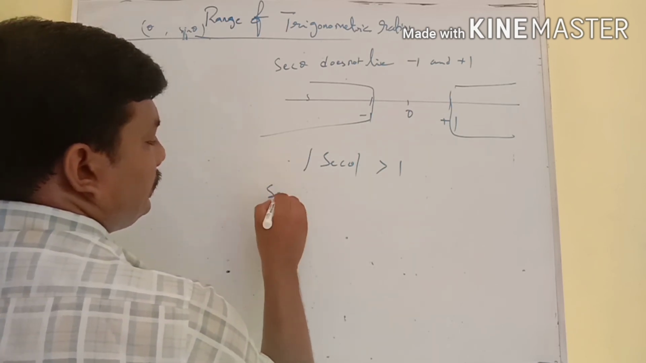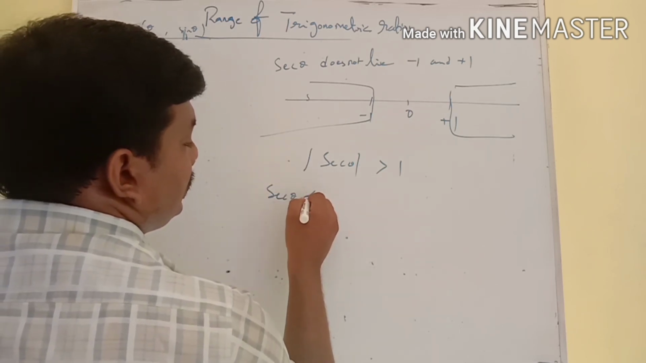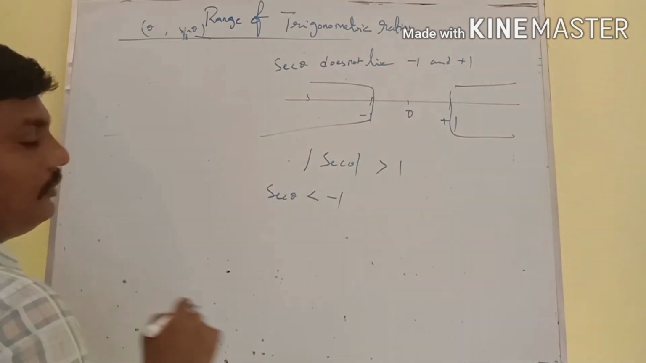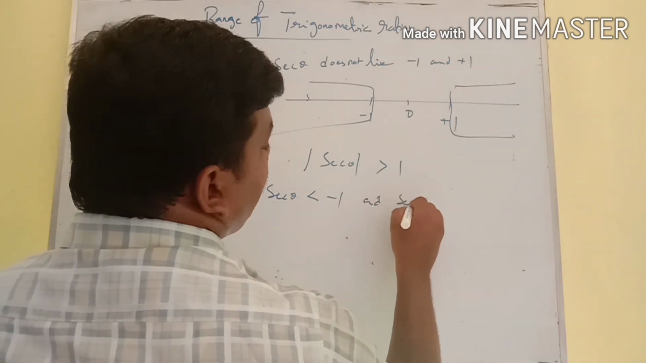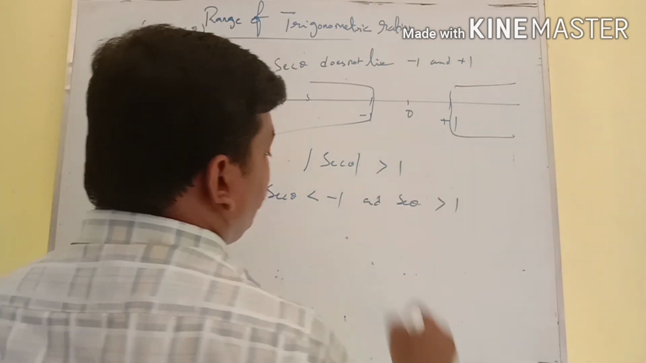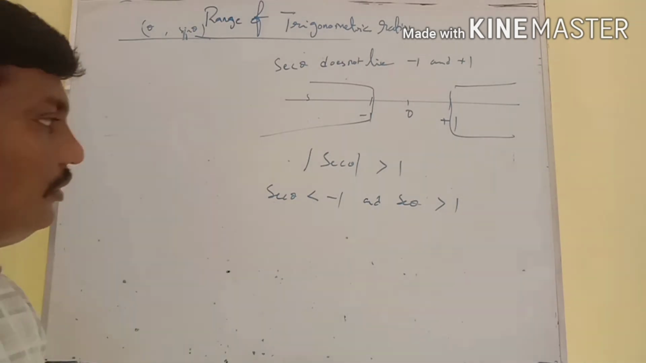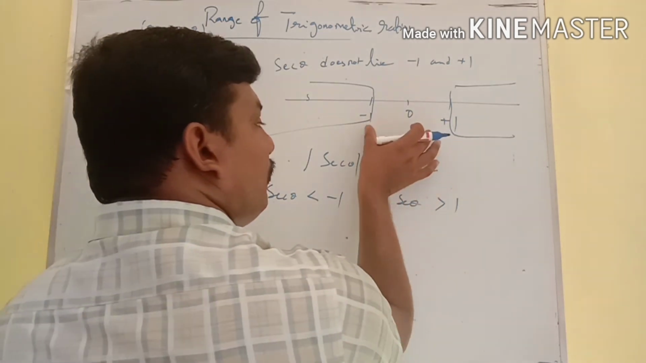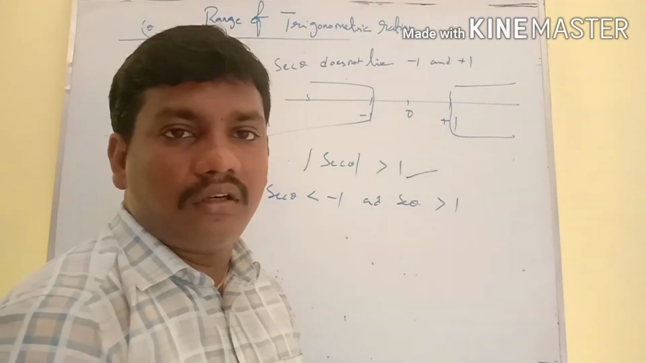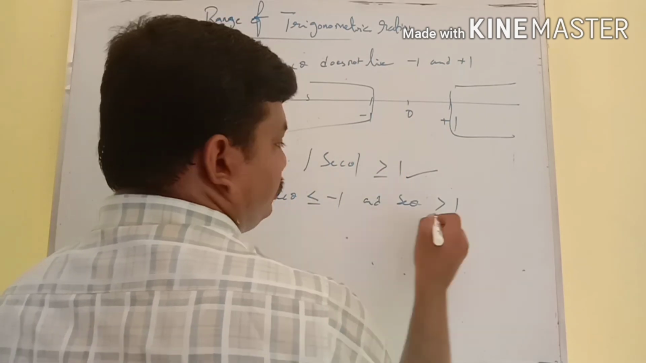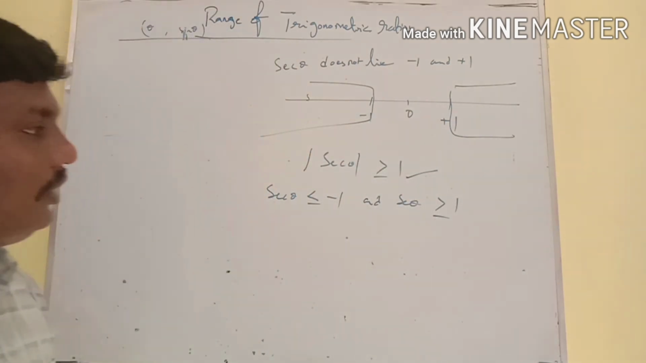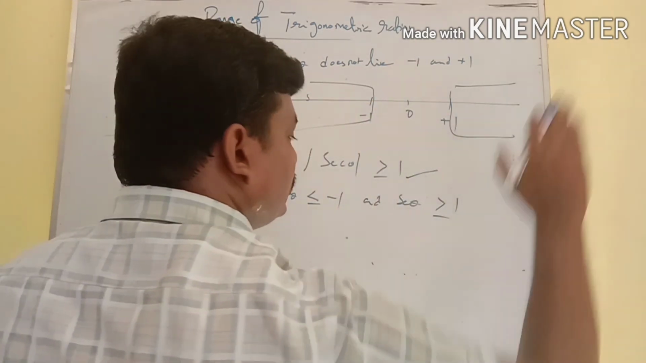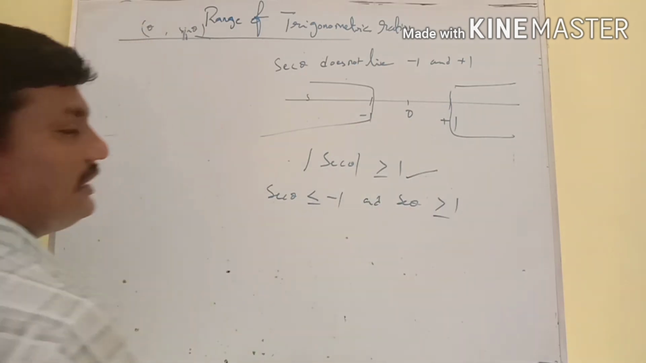So secant theta is less than minus 1, that is minus 2, minus 3 values going up to infinity, and secant theta will be greater than plus 1. So this is about the range of secant theta. Secant theta does not lie between minus 1 and 1. It goes increasing either this side or that side, a decreasing side and an increasing side, so there is a gap in the middle for secant theta.